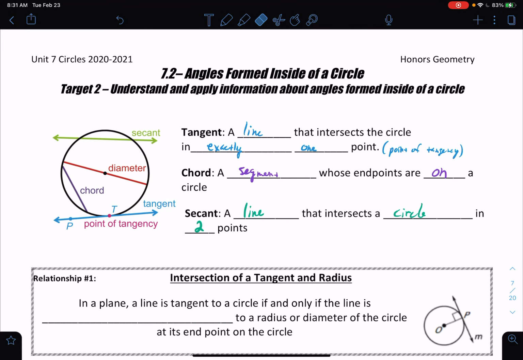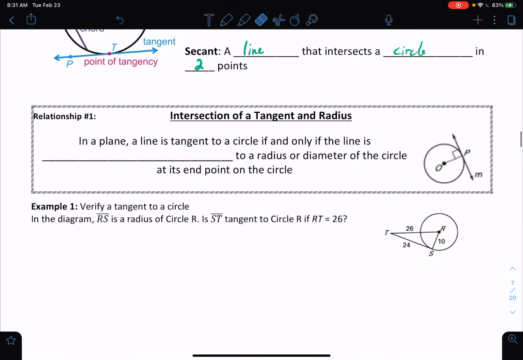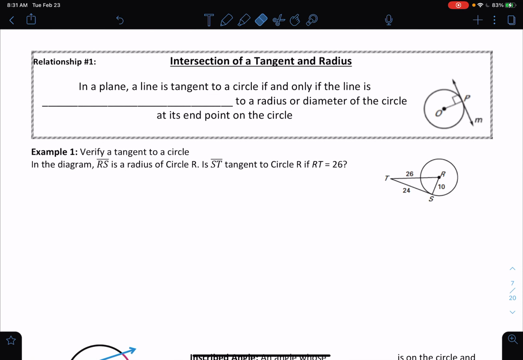All right, so let's look at the first relationship. In a plane, a line is tangent to a circle if and only if the line is perpendicular to a radius or diameter of the circle at its endpoint on the circle. All right, so basically we've got this tangent line here, it comes in and intersects the circle once, only if this point of tangency and the segment from the center is perpendicular.